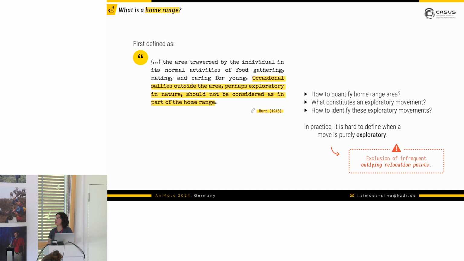But in practice, as I'm sure you know, it's hard to define when a move is purely exploratory, especially if you're just looking at locations on a map, right? So it's difficult to know, is the animal actually going out, exploring an area, deciding I don't like it, I'm going to go back, or if there's something in that area that actually has some high use resource that the animal needs. So this is a very difficult question to really answer properly. And typically what people do is that they exclude these infrequent outlying points, essentially outlier locations, from this home range definition, even if we don't know exactly if it's purely exploratory or not.